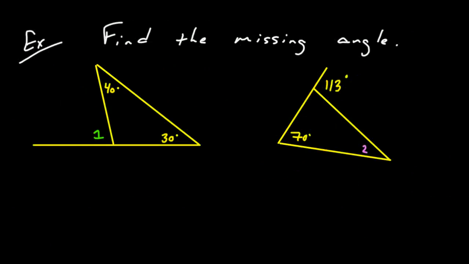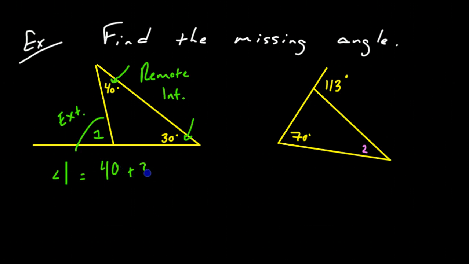So let's look at an example of that. I've got angle 1, the one in green here. And I've got two remote interior angles, that's our exterior one. Our two remote interior are the ones that are not adjacent but inside. And I know that angle 1 has to equal, well, if I just add up the two remote ones, so angle 1 equals 70 degrees.